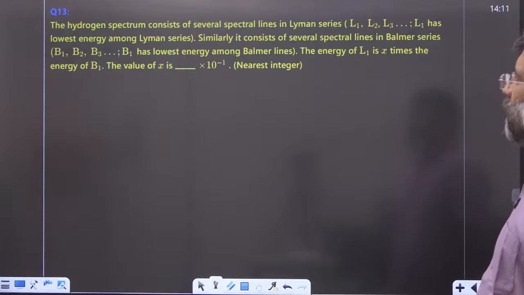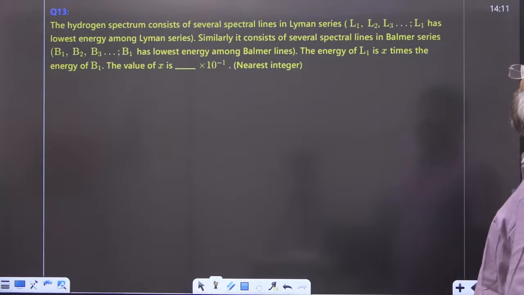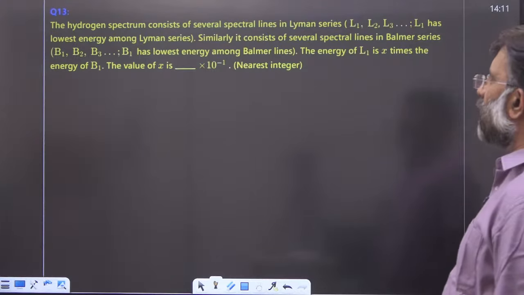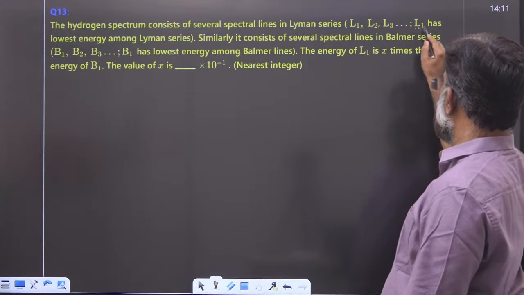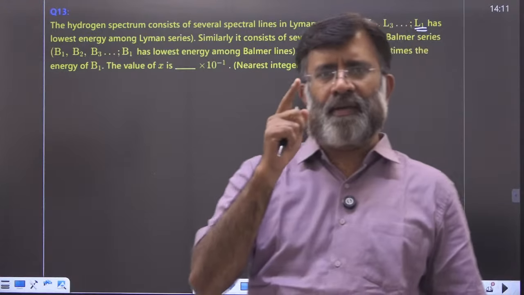Hydrogen spectrum consists of several spectral lines in the Lyman series: L1, L2, L3. L1 has the lowest energy among the Lyman series. That means the first line, 2 to 1.